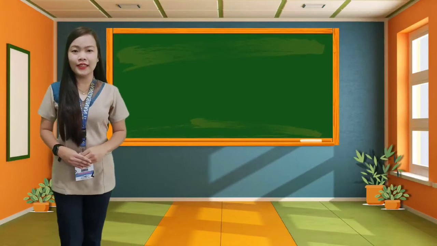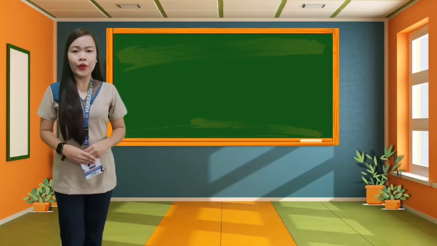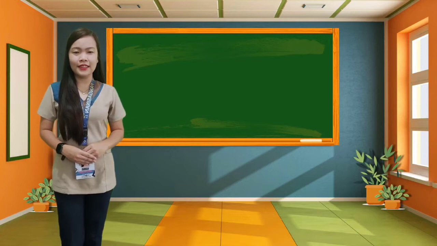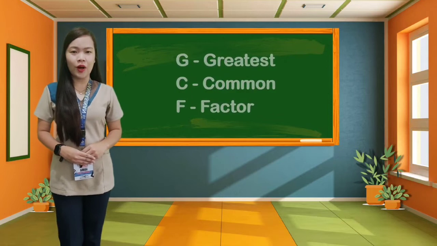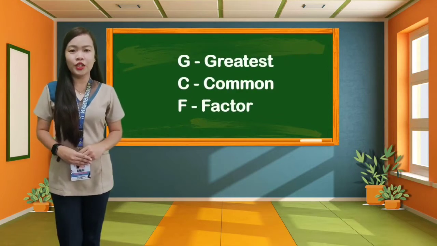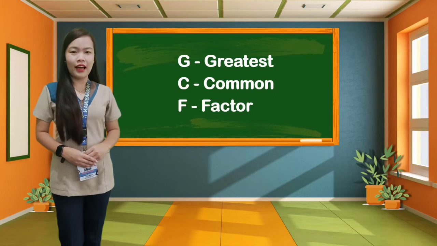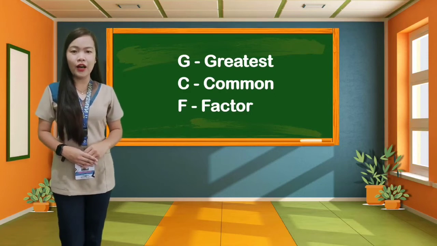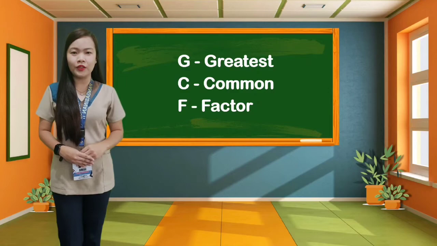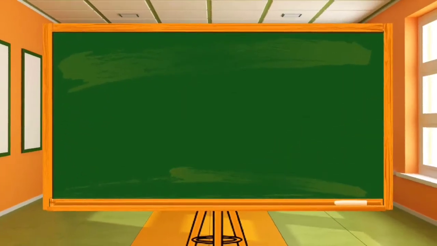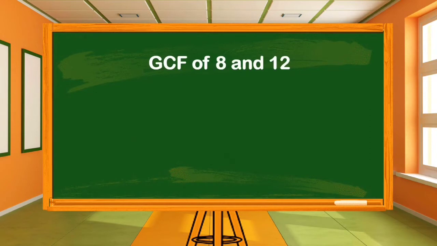In connection to this, in mathematics, we also have commonalities. Particularly in our lesson, we have the greatest common factor, or GCF. Now, let us have a recall on how to find the greatest common factor. Let us try to determine the greatest common factor of 8 and 12. The first thing to do is write each number as a product of prime factors.